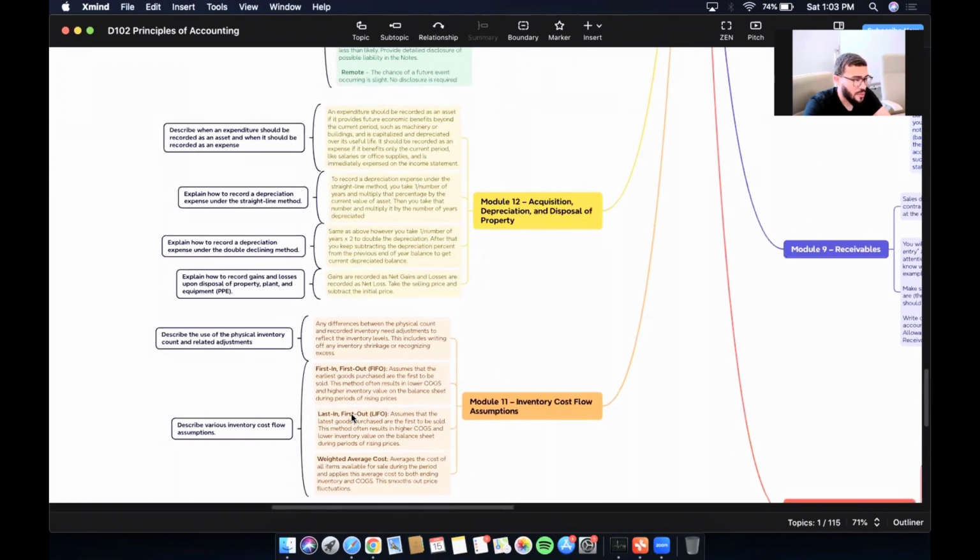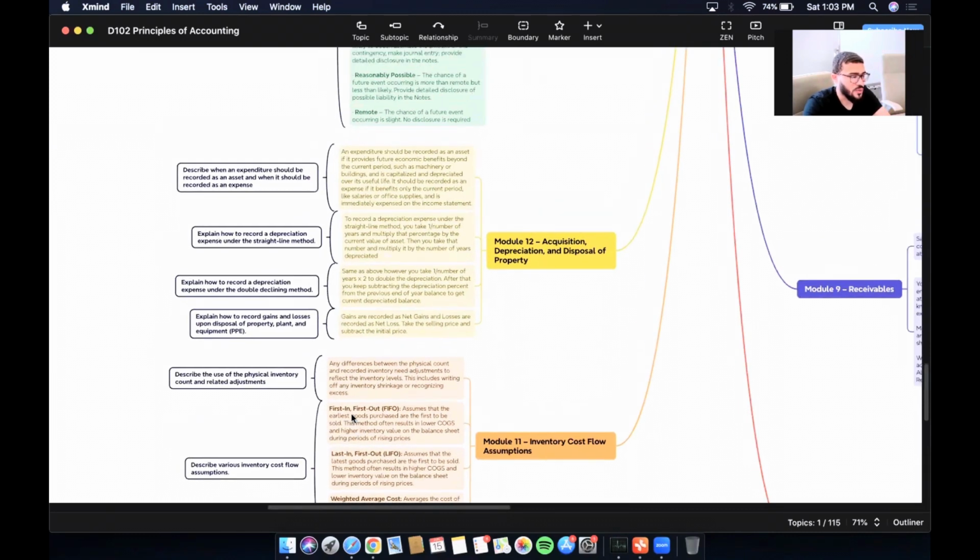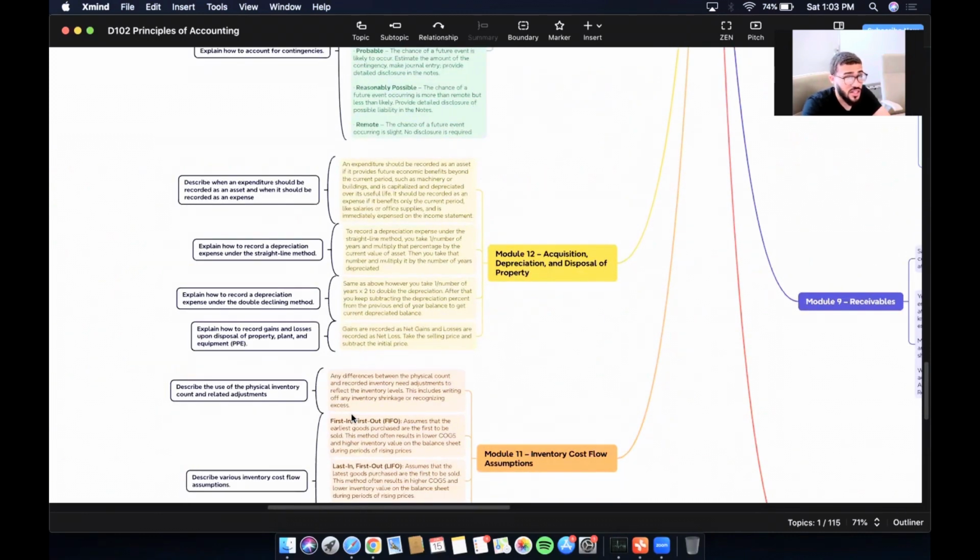Next is module 12, acquisition, depreciation and disposal of property. A lot of people have issues on this one because you're basically calculating depreciation, and the main two things are straight line depreciation, which is one divided by number of years, and then double declining, which is one divided by number of years, times two, double. There is a little more nuance to this, so I'll have you refer to the book and the quizzes, because they explain how to do that. And yeah, I wouldn't do it justice.